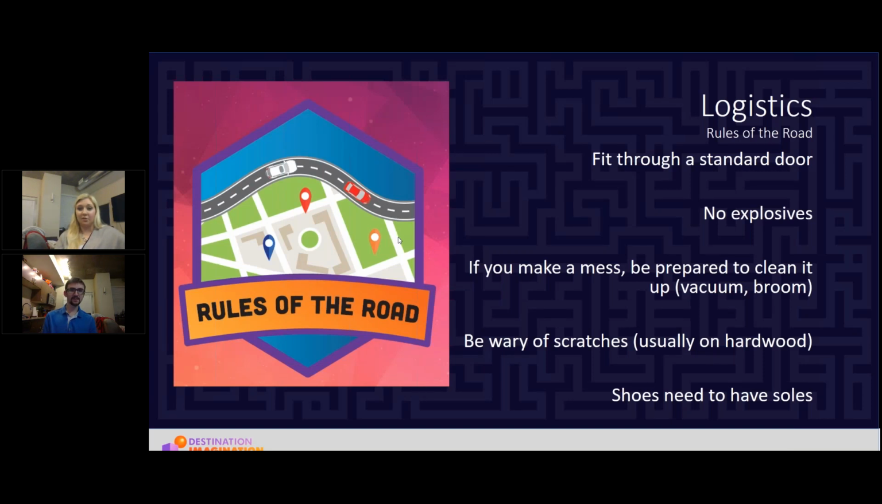And then we're going to talk a little bit about logistics. So the rules of the road is your best friend. Probably, I mean, almost more so than the challenge itself, because it tells you so many things that are okay and not okay, and how do you make sure your challenge works, and all sorts of things like that. So first, make sure that it fits through a standard door.